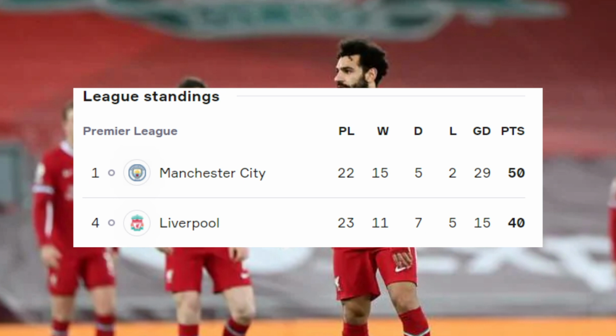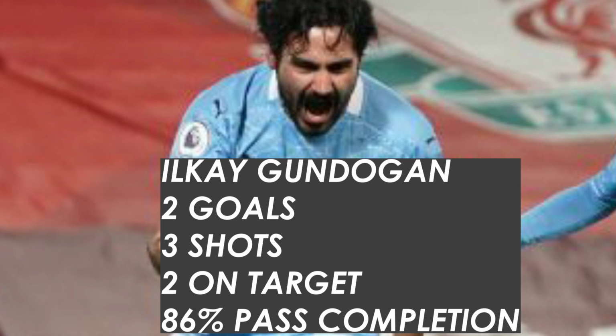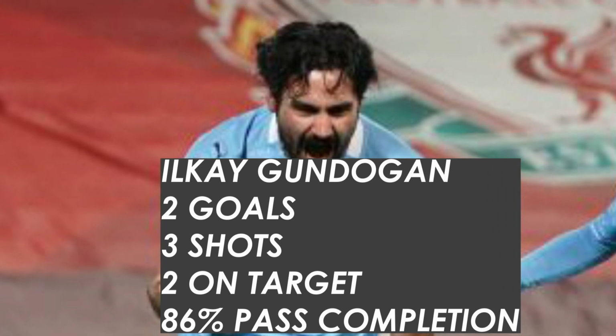And this result sees City move 10 points clear ahead of Liverpool with the game in hand. And it also sees their 18-year winless run at Anfield broken. The man of the match is simple, it has to be Ilkay Gundogan. Even though he missed a penalty, he made up for it by scoring 2 goals and having an 86% pass completion and 2 shots on target.